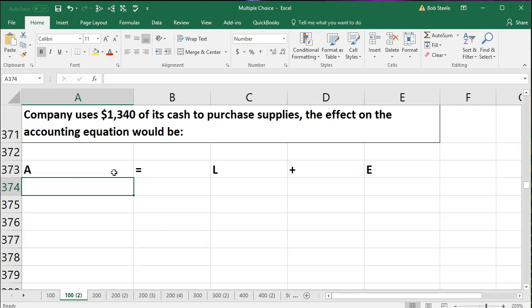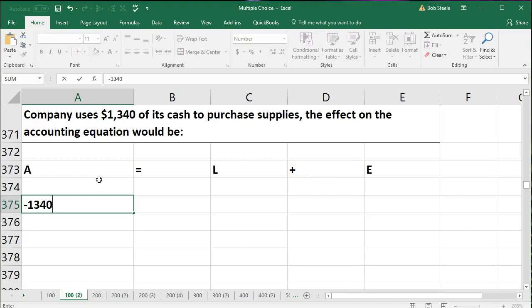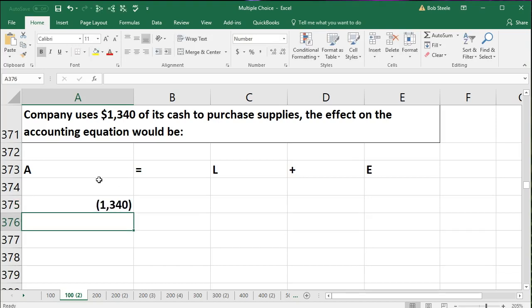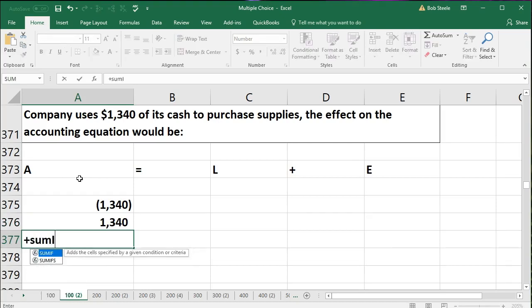So what's that going to do to cash? It's going to decrease cash. Cash is an asset, so cash is going to go down by 1,340, but we also know that we're buying supplies. And supplies is not an expense but an asset, because we have not yet consumed it in order to generate revenue, that being the expense recognition or matching principle. So the asset is also going up.